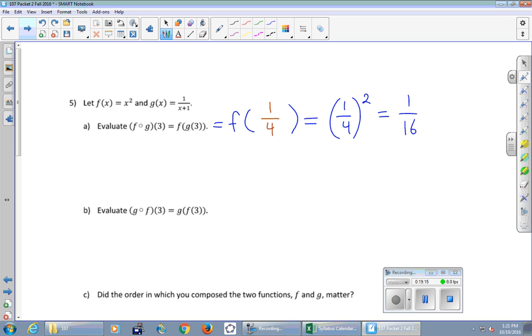What's the difference between part A, which we just did, and part B? Reversing the roles. In part B, it's g of f of 3. Which one am I copying here first? What letter am I copying? We're copying g. We're starting on the inside, but we're copying the first thing. And then f of 3. What is f of 3? It is 9. And then we can do g of 9. No problem. What is it? 1 over 9 plus 1, which is 1 over 10.